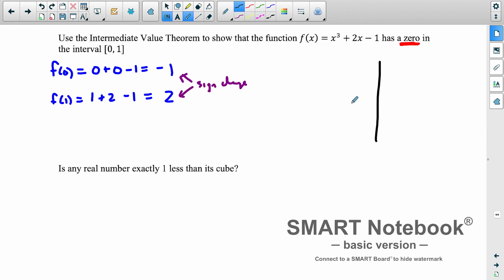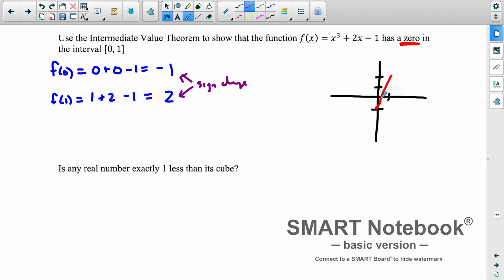So let me redraw this. If at f(0) it was at -1, and at f(1), so here's 1, at f(1) we were at 2. I could put some tick marks here. So we're at -1 and now we're at 2. This function, I don't know where it happened, but if it was continuous, it had to at some point cross the x-axis right there. And that is where your 0 is.